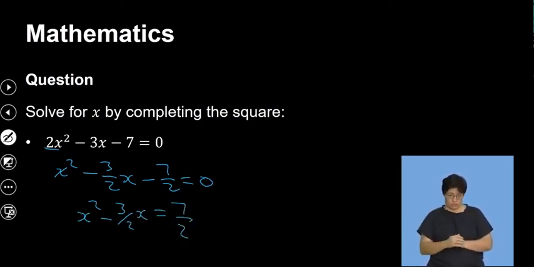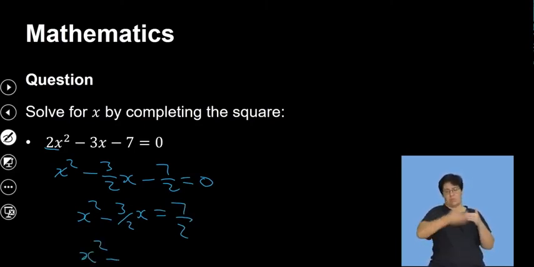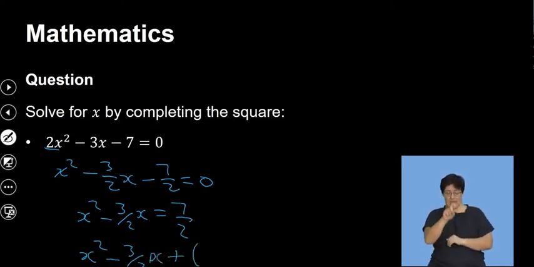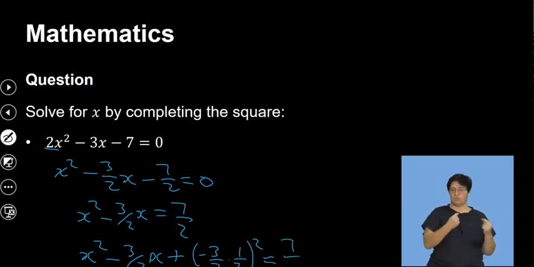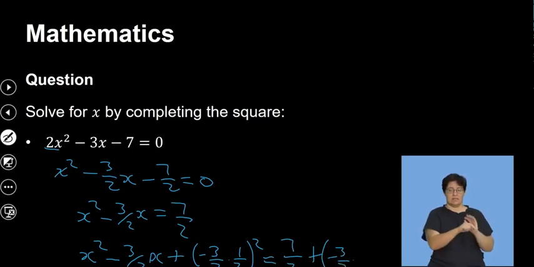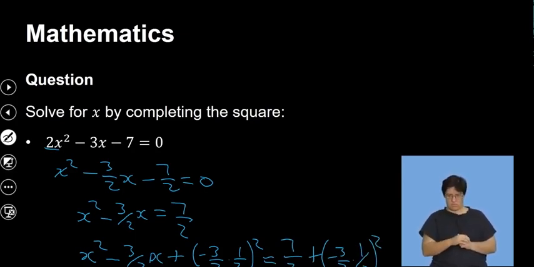And then you apply what makes the completing the square. x squared minus 3 over 2x plus negative 3 over 2 multiplied by 1 over 2, all squared. What you do on the left, you must do on the right. So it's 7 over 2 plus negative 3 over 2 by 1 over 2, all squared. Then let me quickly look at what I have here, and then I will simplify it on the next page.